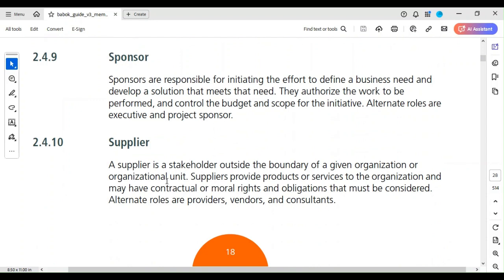Sponsors are responsible for initiating the effort to define a business need and develop a solution that meets that need. If you remember in project management, sponsors are those that even give the power to the project manager to do his work. So also here they are very important. They authorize the work to be performed and control the budget and scope for the initiative. Alternate roles are executive and project sponsor.